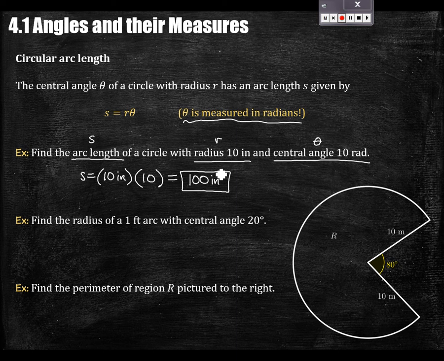Yes, it's already in 10. And by the way, we should stop and think. Well, how big is 10 radians? It's bigger than a circle. Is that okay for an angle to be bigger than the circle itself? Yeah, it's almost 2 full circles, isn't it?